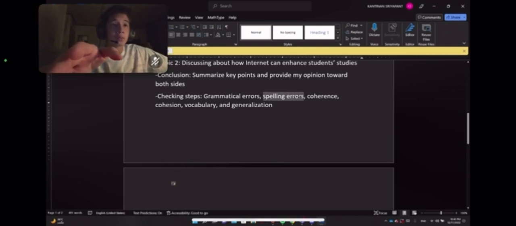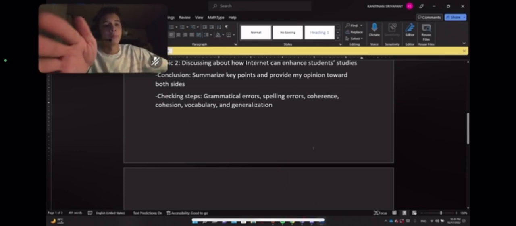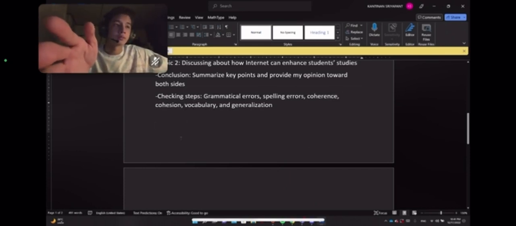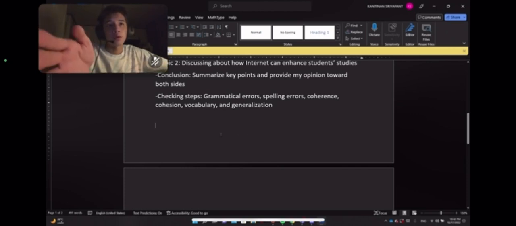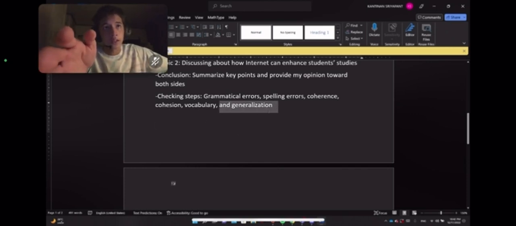Check spelling errors as well, and coherence and cohesion, trying to use some adverb clauses or linking words in order to make it more interesting, and structuring more complex sentences in order to get more marks, more points. And finally, generalization.